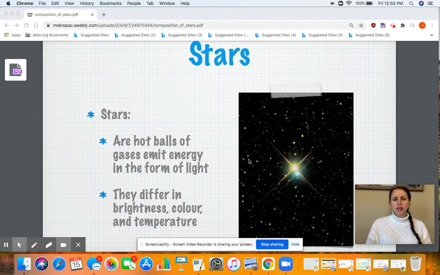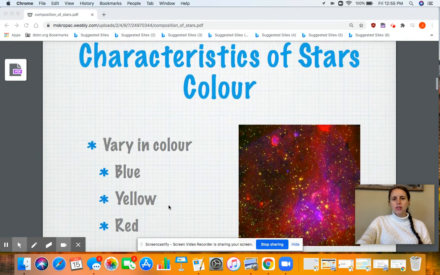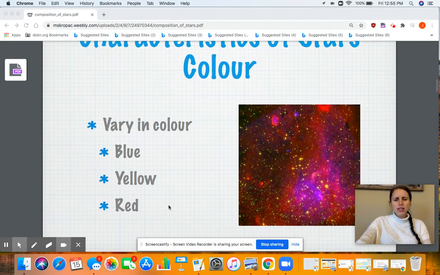How do stars differ? They can differ several ways. They can differ in brightness, they can differ in color, and they can also differ in temperature. So let's take a look first at the characteristic of color. Stars can be three different colors. They can be blue, they can be yellow, or they can be red. So you can see a couple different examples in this photo from space. You can see some red stars here, some yellow stars here, and then you can also see some blue stars up here and down here. So that's one way stars could look different.